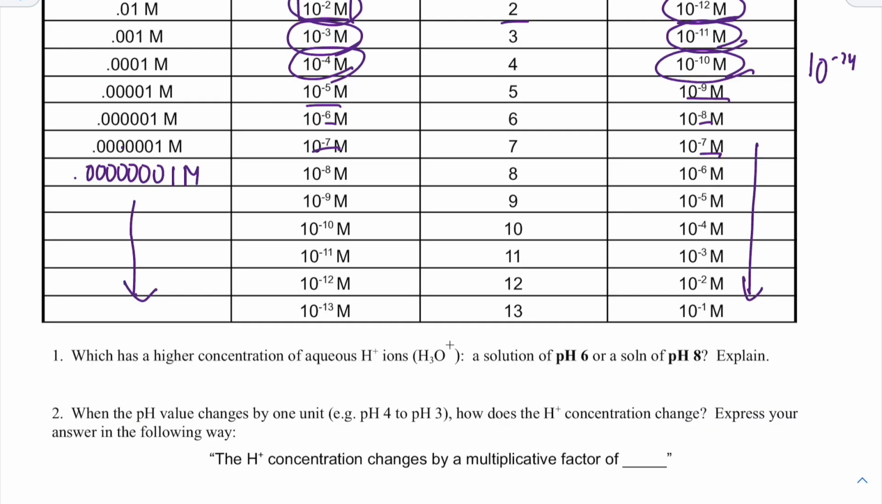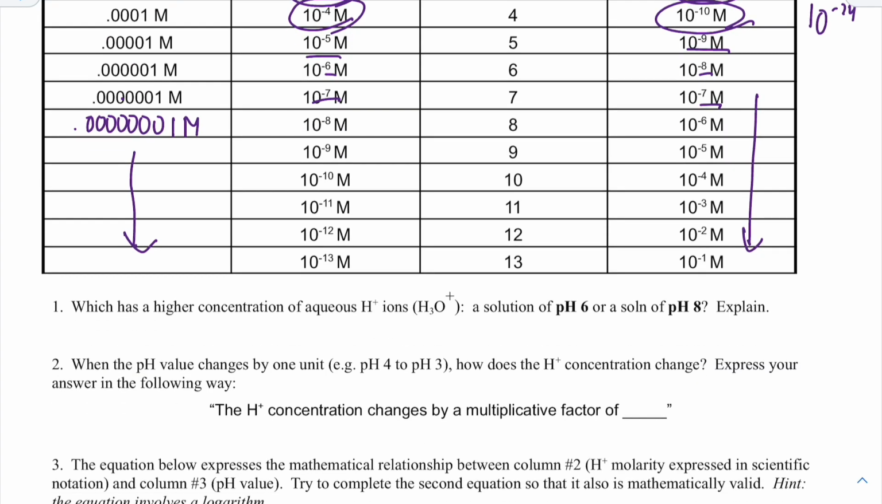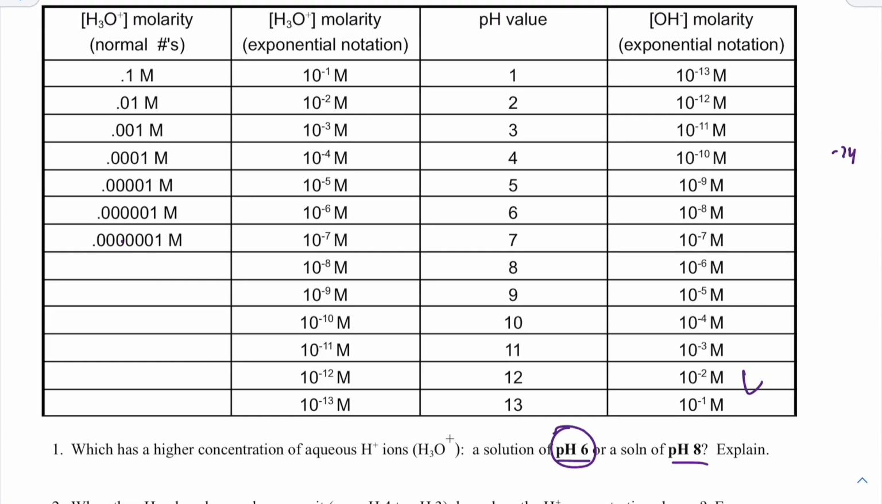If we look at the first question, which has a higher concentration of aqueous H plus ion, so H3O plus, same, a solution of 6 or 8, the answer would be 6. pH 6 has a higher concentration than pH of 8, and it's not a small difference. It's the difference of 100 times more concentrated. A pH of 6 is 100 times more concentrated than a pH of 8. And we can see that in the numbers here and the numbers here.